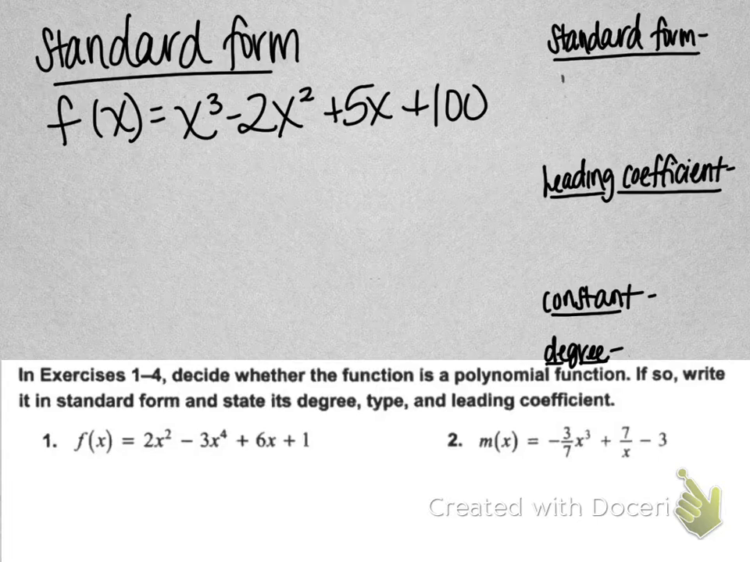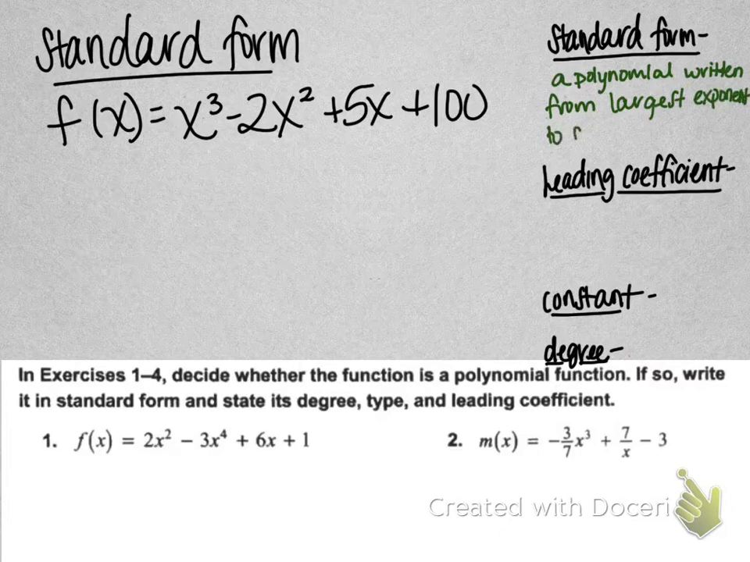Standard form is a polynomial that is written from the largest exponent all the way to the smallest exponent. So we'll start with our larger ones and we'll go to our smaller. And it's important to notice exponent.